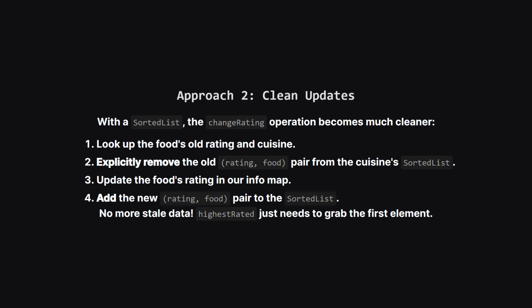When a rating changes, we first find the old rating. Then, we explicitly remove the old entry from our sorted list. After that, we add the new, updated entry. The sorted list automatically puts it in the correct place to maintain the sorted order. This means no more stale data. And finding the highest rated food is as simple as taking the very first item from the list.